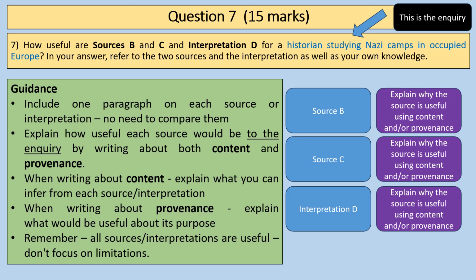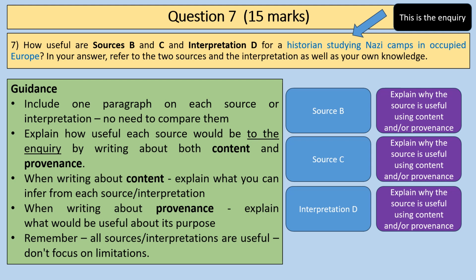So what you've got to do for this question is include one paragraph on each source or interpretation. There's absolutely no need to compare them. Explain how useful each source would be to the inquiry by writing about both content and provenance. When writing about content, explain what you can infer from each source and interpretation and why that would be useful. When writing about provenance, explain what would be useful, particularly about its purpose and what audience it's been made for.